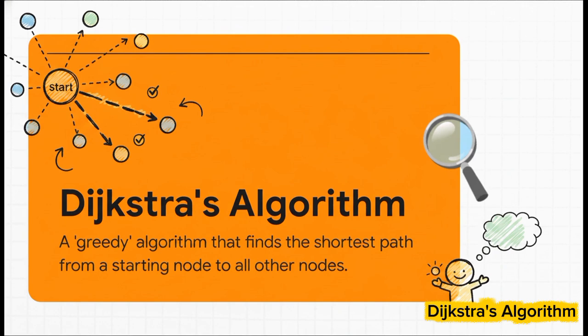So, what is it, officially? Well, it's what we call a greedy algorithm. Now, don't let the name fool you. Greedy here doesn't mean selfish. It just means the algorithm is incredibly focused. It always makes the choice that looks best at that particular moment. The underlying idea is that a series of these best local choices will eventually add up to the best overall solution. Its main job is to find the shortest path from a single starting point, or node, to every other node in a network or graph.